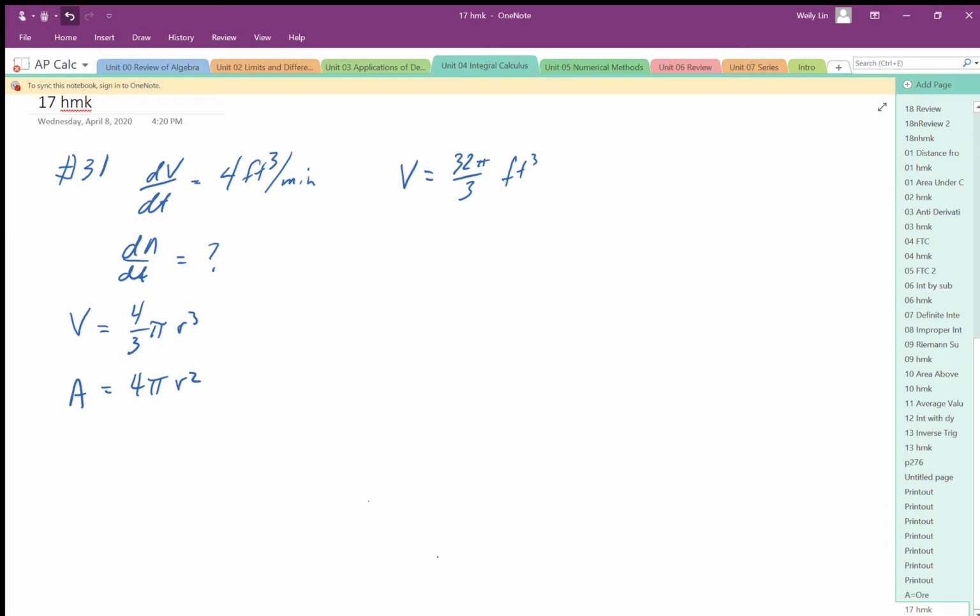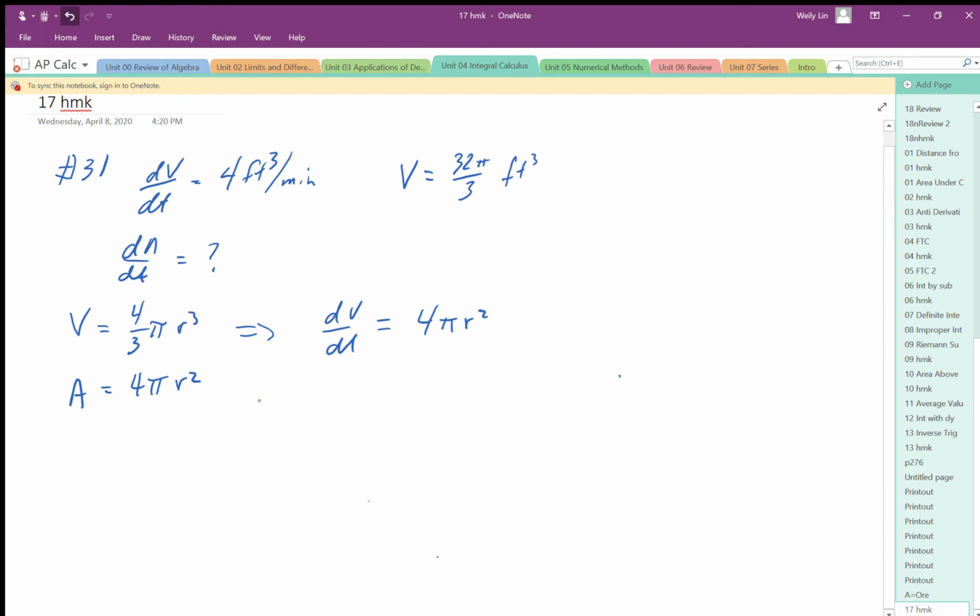Before I do this, well, I'm going to differentiate first. So I'll differentiate this first. I get dV over dt is equal to 4 pi r squared. I'm not exactly sure what's happening in my video here. It keeps on jumping around on me.